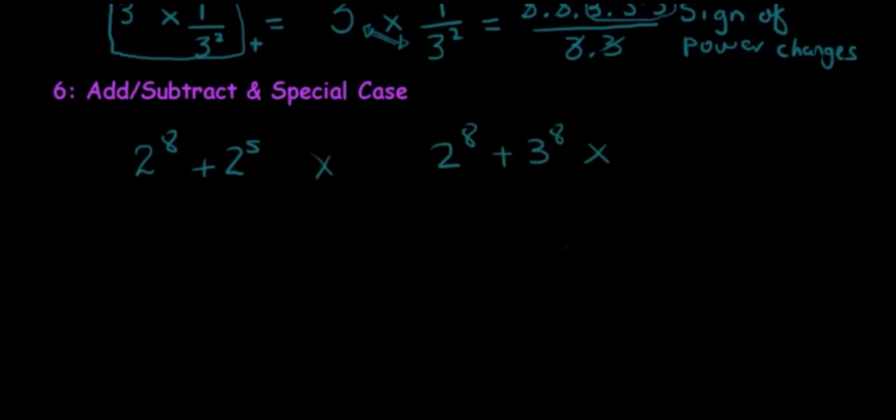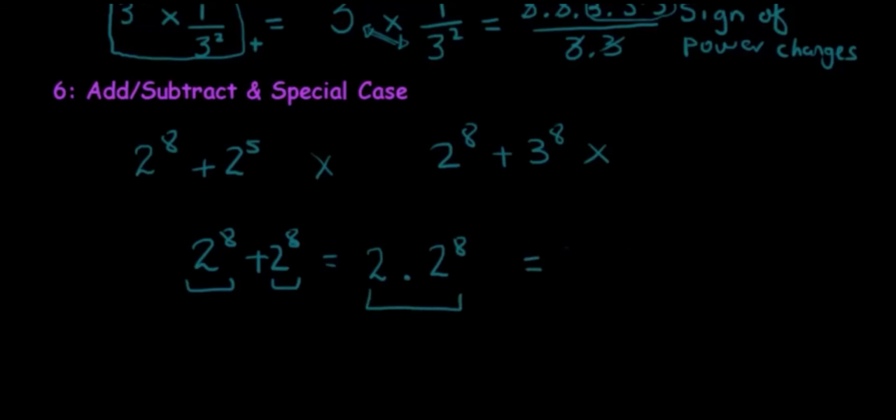The only special case where you can add powers is when you have the exact same thing of each other. Like you have 2 to the power 8 plus 2 to the power 8. Is that twice 2 to the power 8? So I'm saying an apple plus another apple is 2 apples. Likewise, 2 to the power 8 plus 2 to the power 8 is twice 2 to the power 8. Now I can simplify that a bit more because I know I've got an invisible 1 over there.